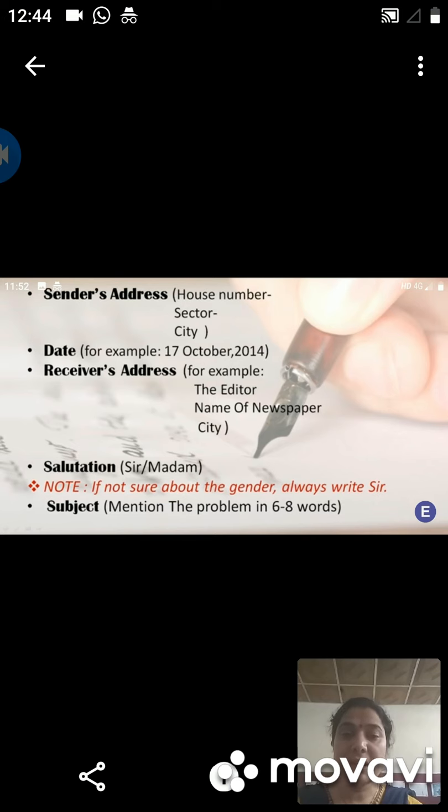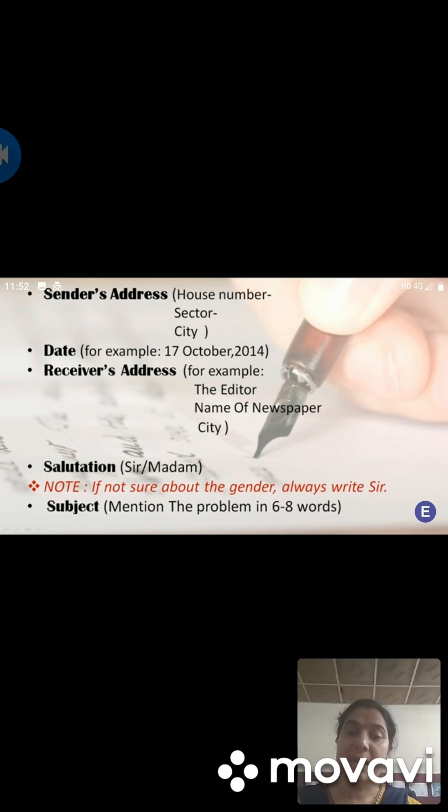Then again you leave a line, and after that you write the receiver's address. For example, if you are writing to the editor, in the first line you write the authority name, for example, the editor. Then in the second line you write the name of the newspaper, for example, the Indian Express or the Tribune. Then after that, the name of the city. For example, if it is the Tribune, you can write Chandigarh. So these 3 things are very important when you're writing a letter to the editor.